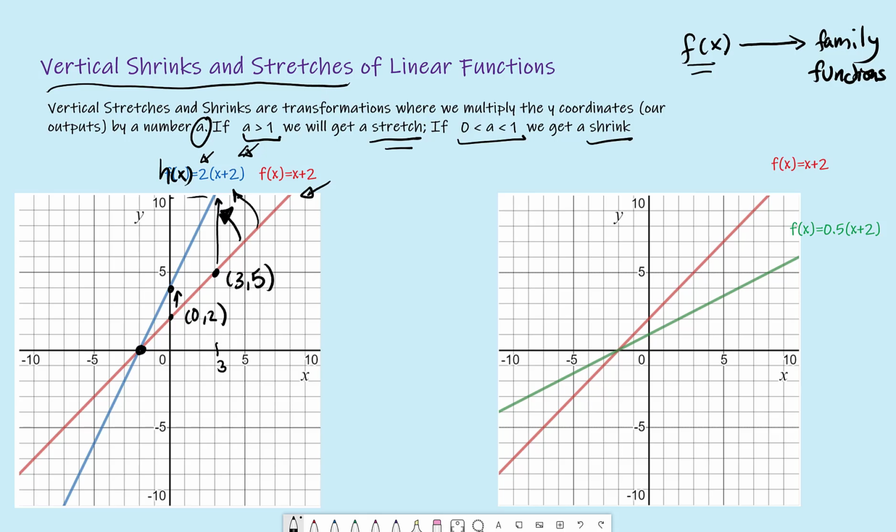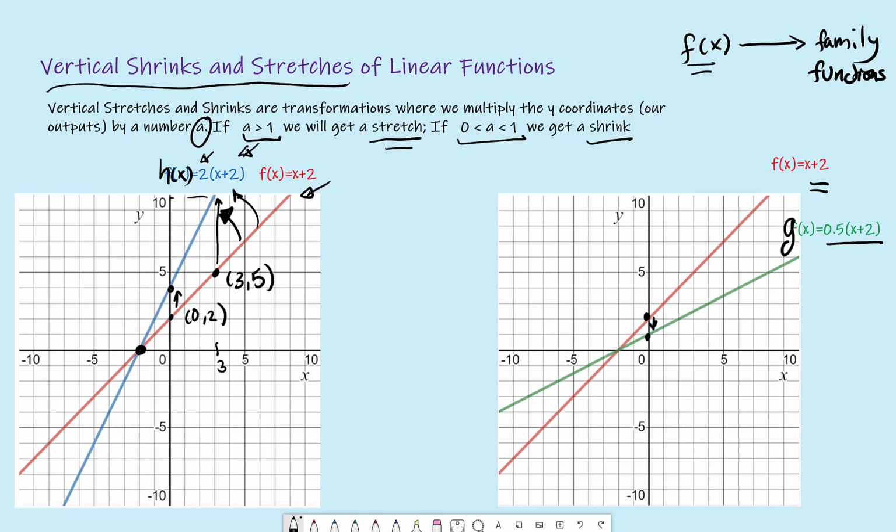What happens when we take a that is a fraction, like in this case, a equals 0.5 or a half? In this case, let's look at those same points. Let's look at 0. Well, when x equals 0, instead of getting 2, like we have from our original function, we'll change this to g of x, what we get is half of 2, so we get 1. So we've moved downwards.